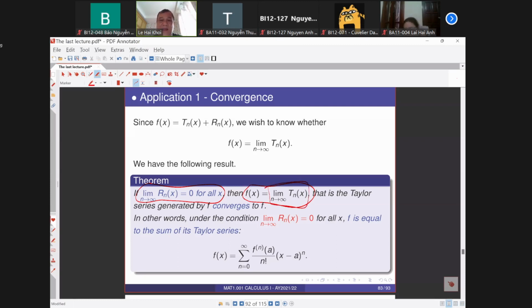Right hand side, if exists, means that you have Taylor series of F. Như vậy là nếu như có điều kiện này thì chúng ta có Taylor series of F là converge to F. Now you see, you have Taylor series equal to F if you get this condition. In other words, under this condition, for all x, F equal to the sum of its Taylor series.